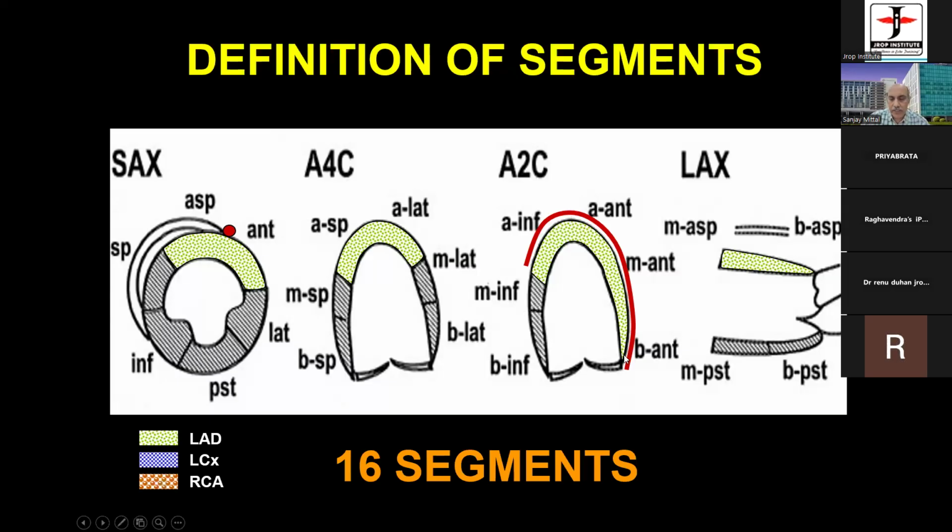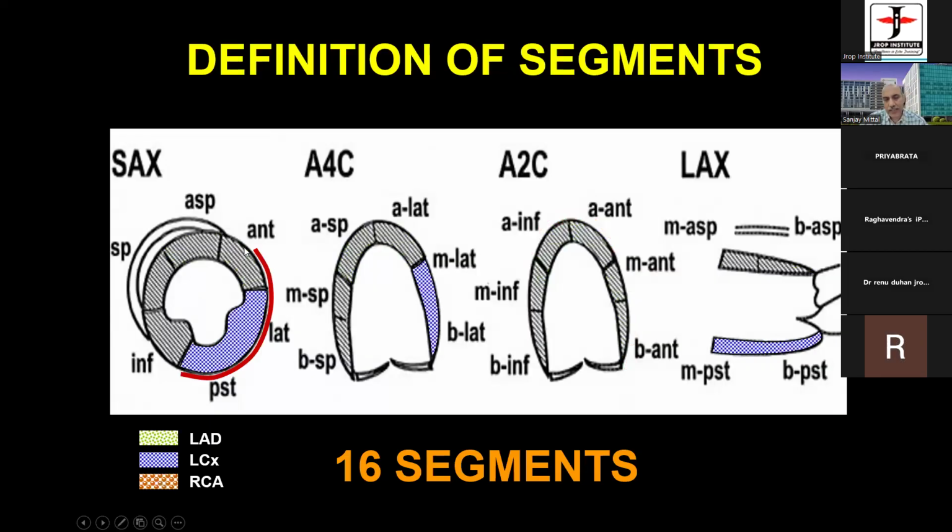So in a way, what is happening is the LAD is supplying almost 50 to 55% of the myocardium. Basal anterior, mid anterior, apical inferior, apical lateral, apical septum, and also the basal and mid anterior septum. So we can see the LAD supplying almost half or more of the left ventricle.